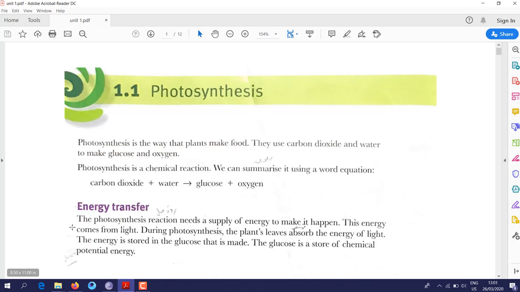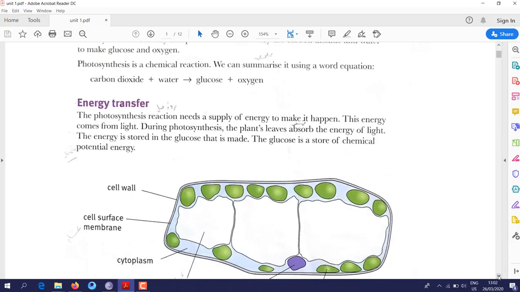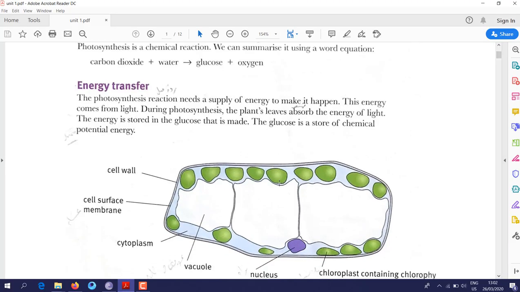What is happening in this process of photosynthesis is the transfer of energy. Transferring energy from the sun, first from sunlight. This light will be absorbed by the plant by a specific pigment. We call it chlorophyll. Chlorophyll is the green pigment that captures sunlight. The process of photosynthesis happens in the leaves of the plant.